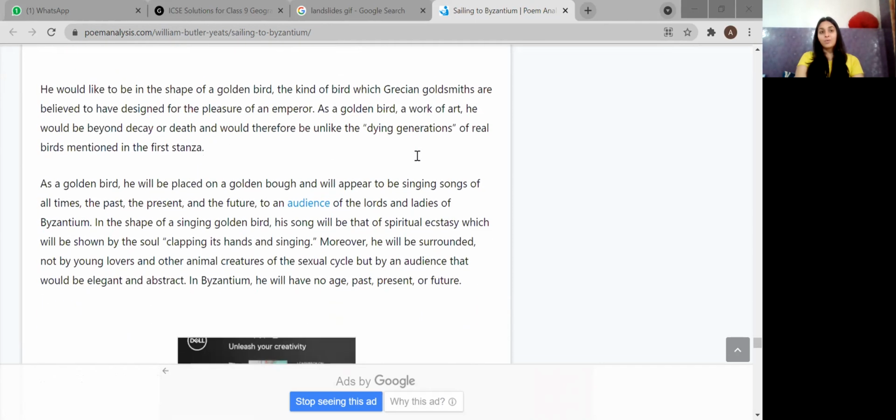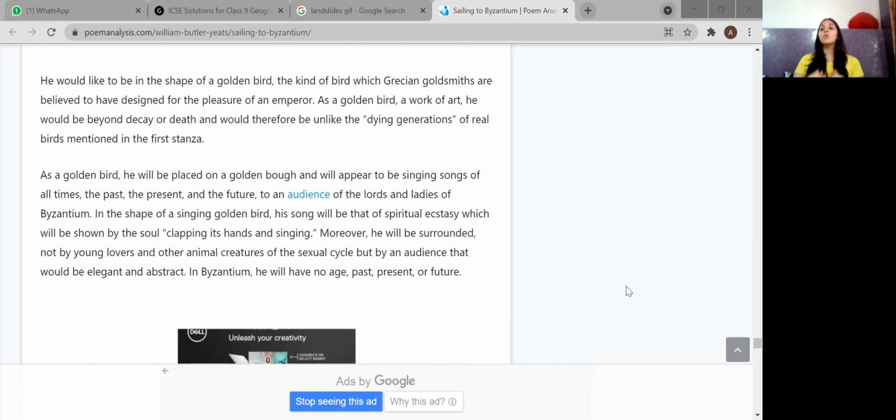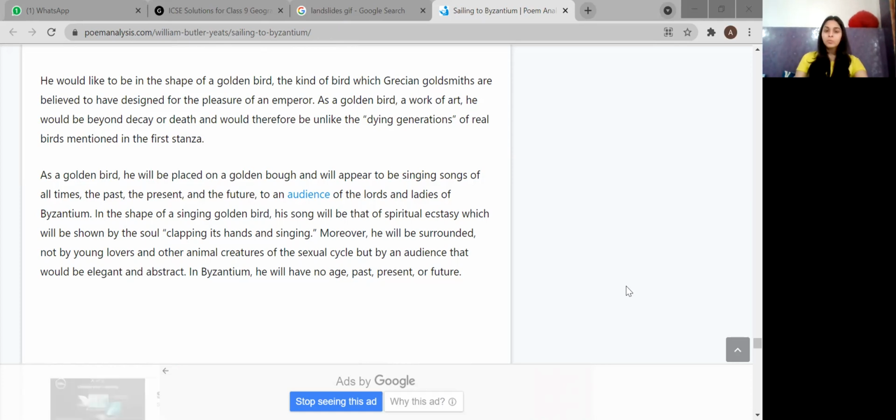What does this mean now? He would like to be in the shape of a golden bird. So he wants to be given the shape of a golden bird, not golden in color, but made with gold. The goldsmith will actually give form to it. The kind of bird which Grecian goldsmiths are believed to have designed for the pleasure of an emperor. So the emperors ask the goldsmiths and the artists to design this bird, and it takes a long time to bring this bird into a form of gold. It is known as the golden bird, a work of art it is.